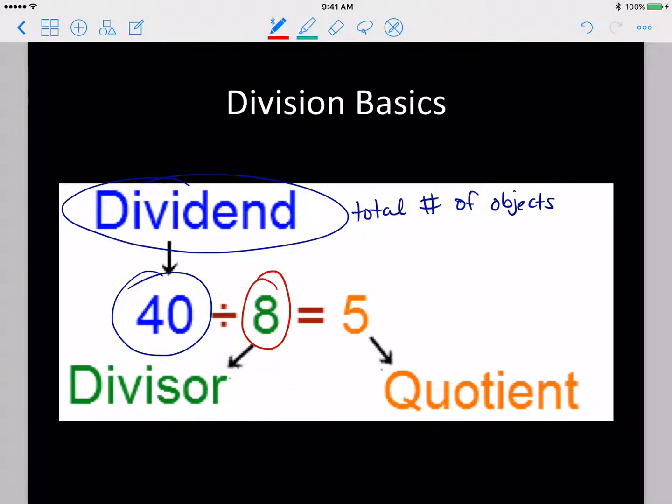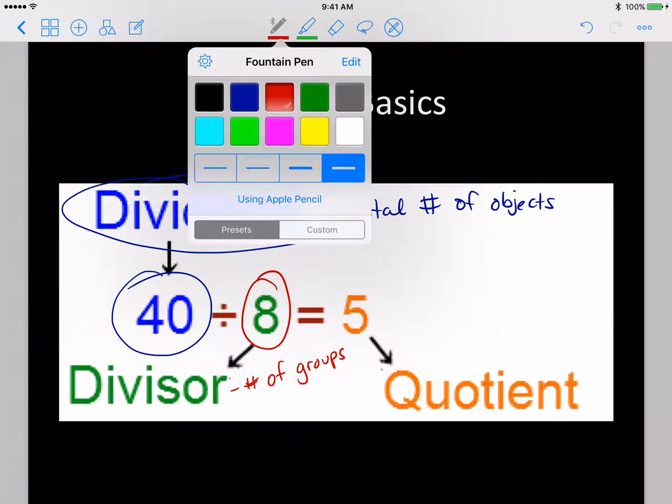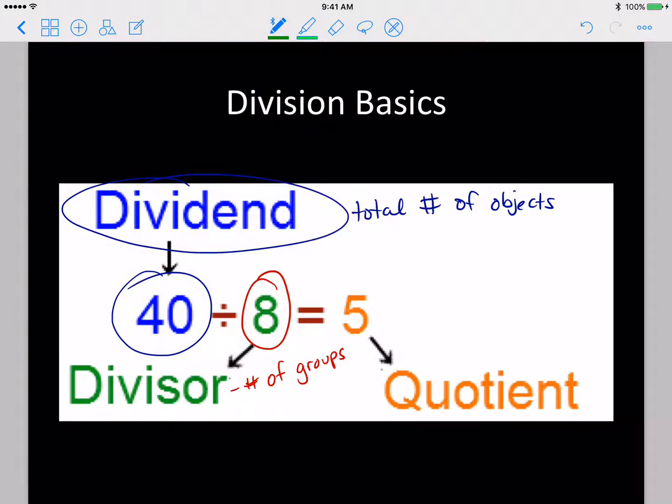My divisor is the number of groups. So if we use that scenario of paper clips and I have 8 students, each student would be a group, right? So I would have 8 students, so I had 8 groups. And then how many paper clips would each of them get? They get 5. That's because 40 divided by 8 equals 5. But this is the number of objects in each group.